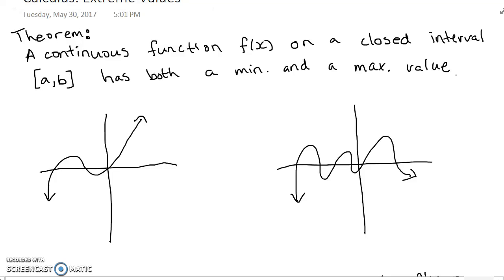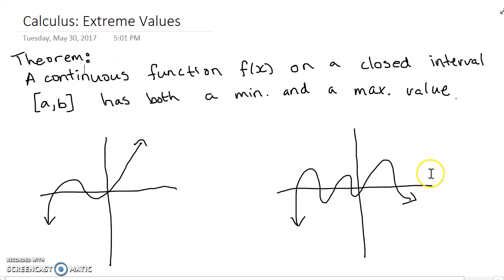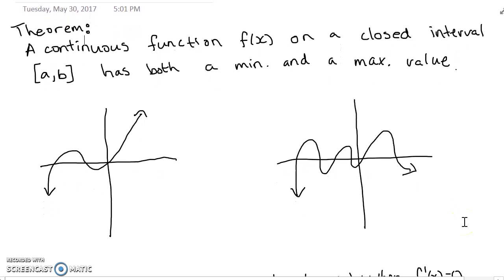Hello. So for this video, we'll be discussing extreme values. The first theorem that we're going to go over is that a continuous function, f of x, on a closed interval of a and b has both a minimum and a maximum value.